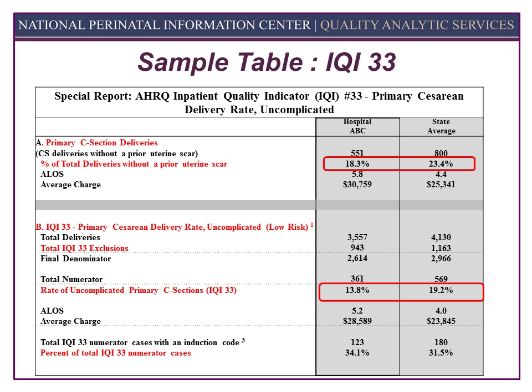So here we've got the primary C-section, and then this is the section that identifies the IQI33 details, and it talks about where did we start with the deliveries, how many were excluded, what was our final denominator, and what was our numerator, therefore what was our rate using the AHRQ software. You can also pull out, if you so choose, the average length of stay and comparative charges.